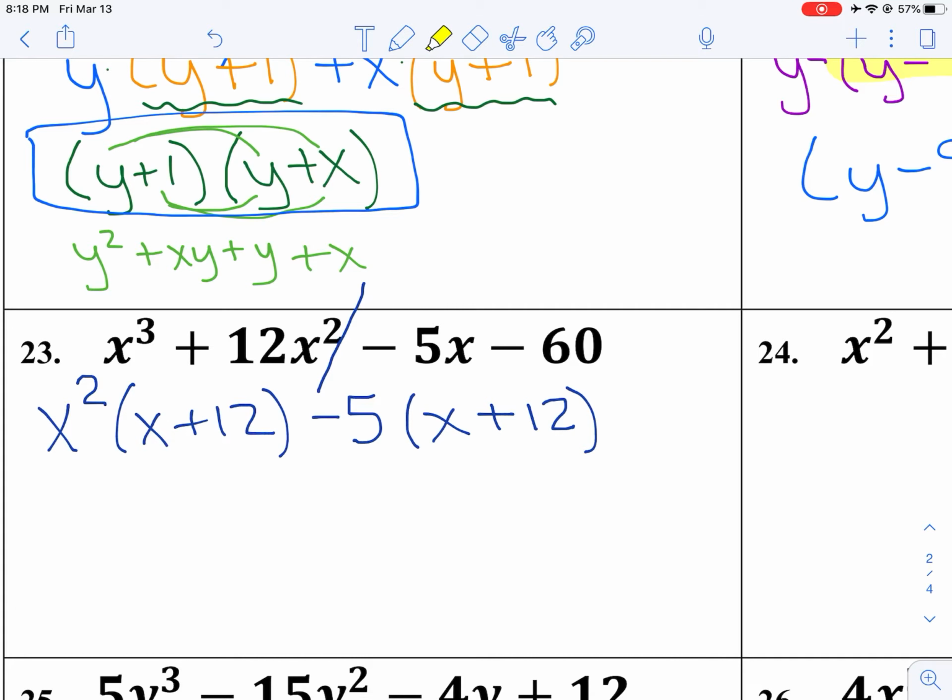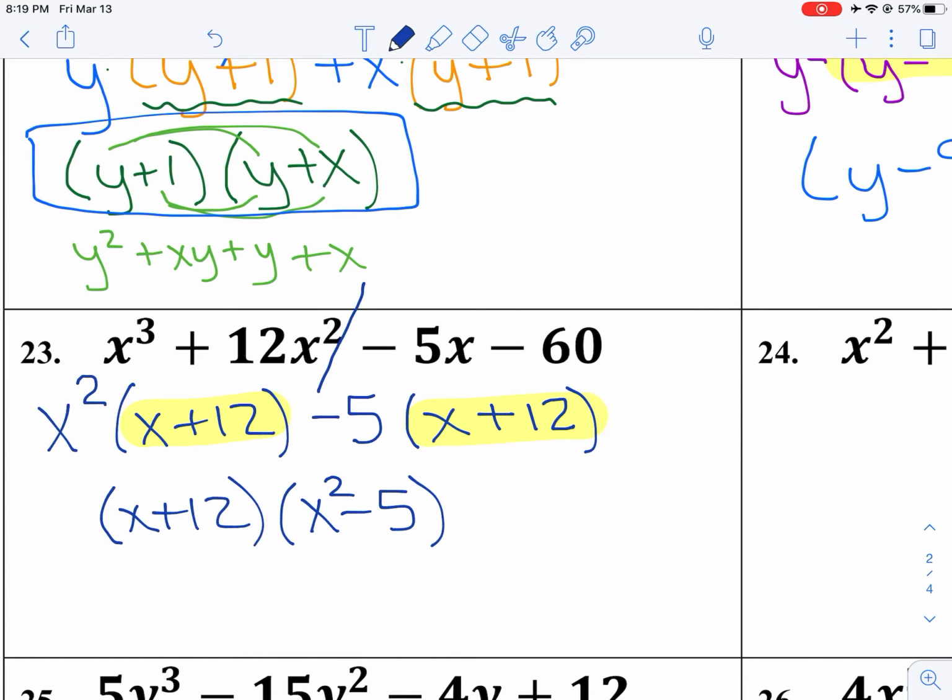Oh, look. Right here and right here, each of those parentheses are exactly the same. So since they're exactly the same, I'm going to write them down. There's only one of them because we're factoring it out. Then the other set of parentheses are the leftovers, so the x squared minus 5. And voila, we have the answer.